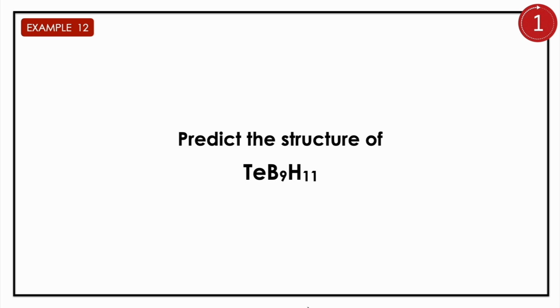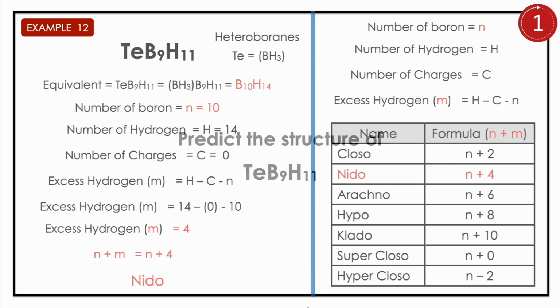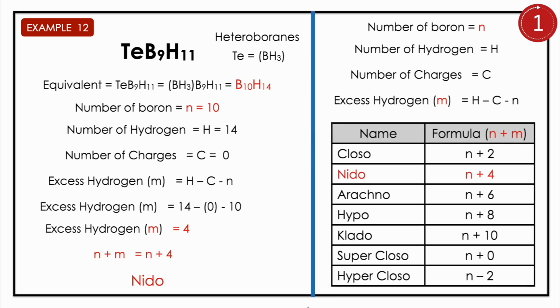Then the next example, here you have TeB9H11, tellurium in the boranes. You should find the structure using Wade's rule. Here the compound is a borane with tellurium. It is a heteroborane system. So we should write the tellurium equivalent. Tellurium is in the oxygen group, so the boron equivalent is BH3. So in the structure, you should write BH3 instead of tellurium. If you write it, you have a B10H14 system. The compound becomes a simple borane.